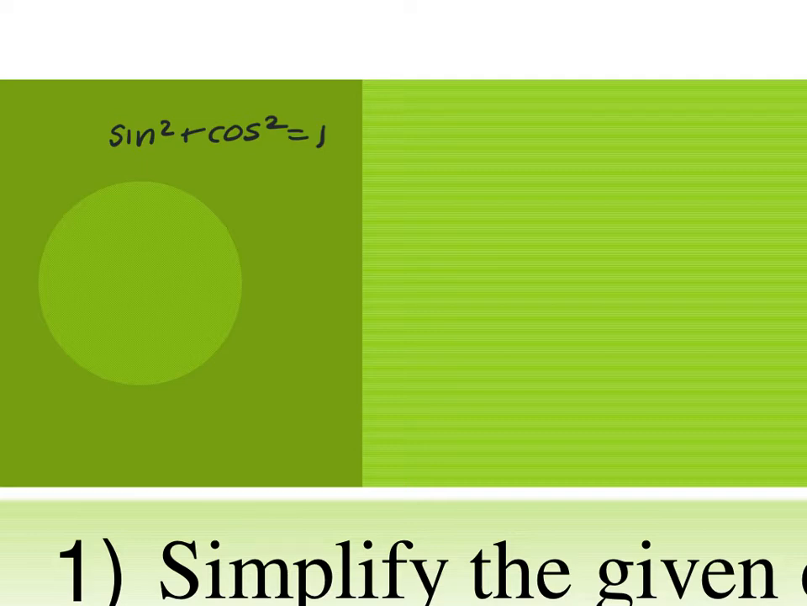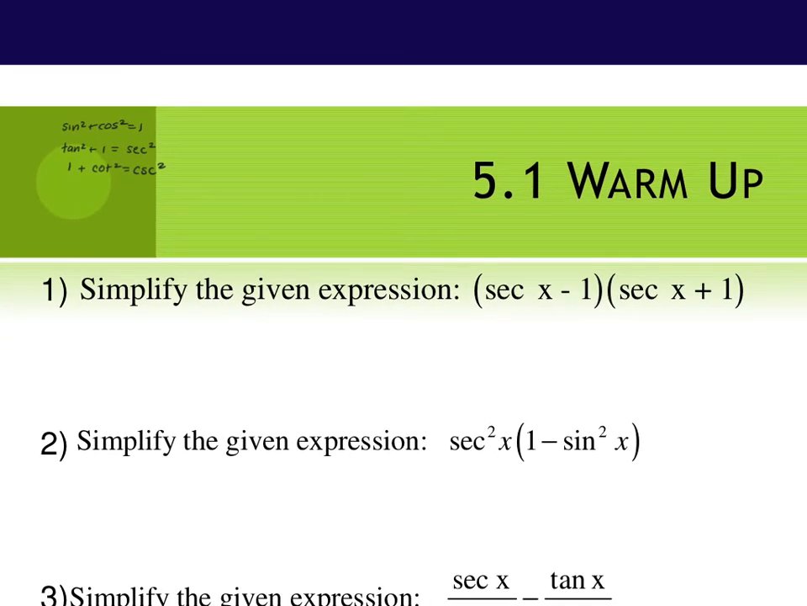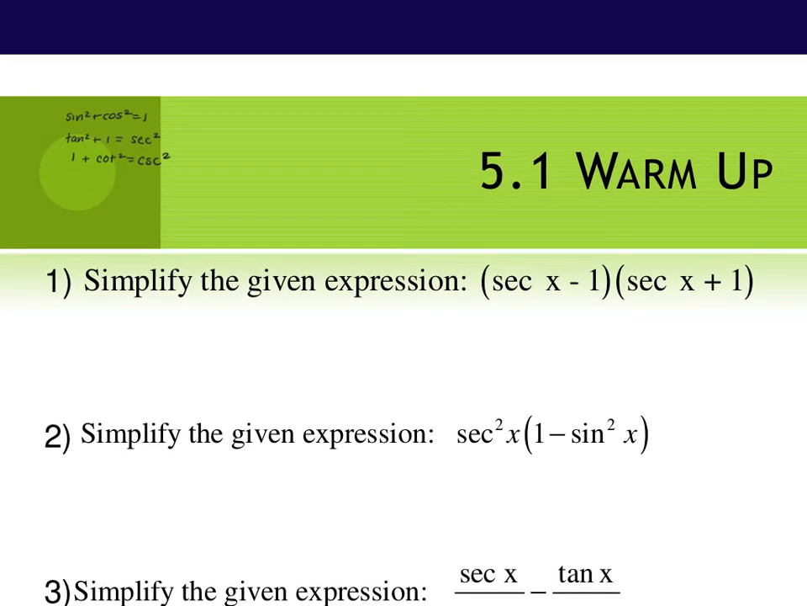So the first one is sine squared plus cosine squared equals 1. If I divide all of that by cosine squared, I get tangent squared plus 1 equals secant squared. And if I divide the original all by sine squared, I get 1 plus cotangent squared equals cosecant squared. So that helps me with the Pythagorean identities. Obviously, the other ones you should know off the top of your head, I would say.